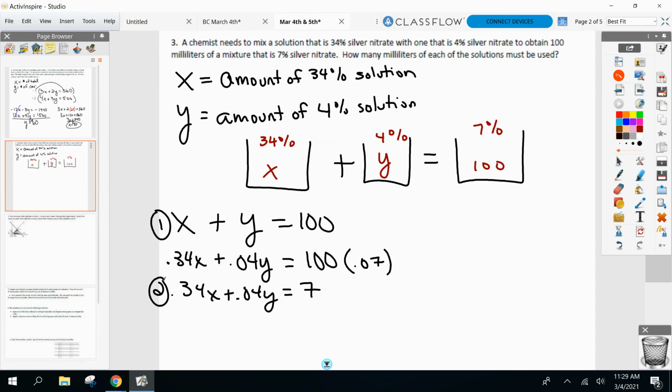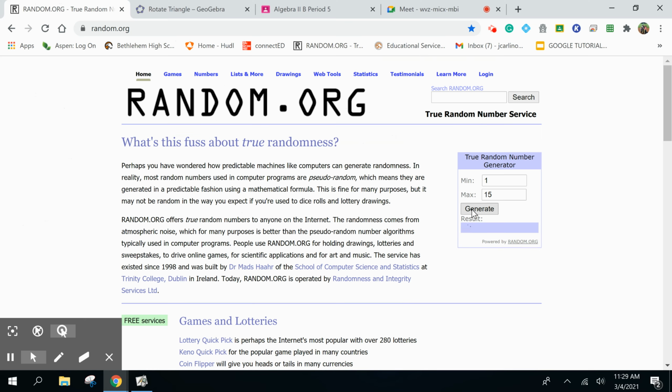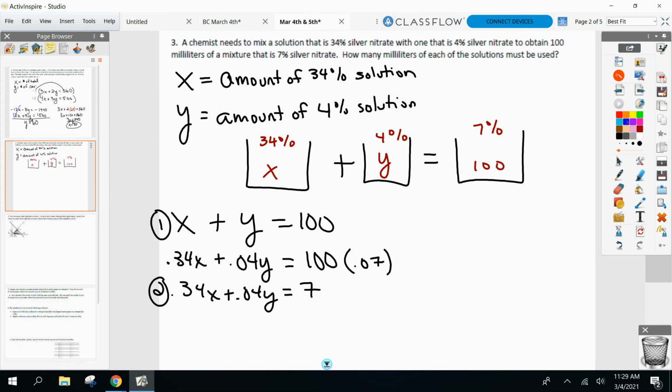Eliminate x or eliminate y. What do you want to multiply by to eliminate x or eliminate y right now? Come on, let's get going. Hunter, what do you want to multiply by? Your choice. Negative 0.04. Yep, I need it to be negative if it's going to cancel out. If you guys wanted to do negative 0.34, fine. It still would have worked.